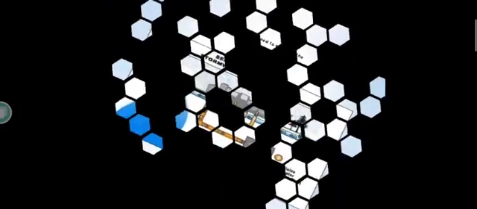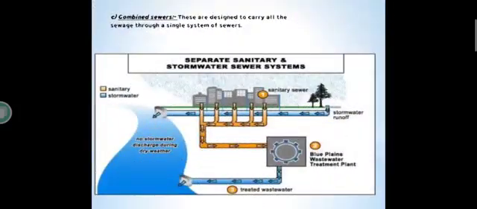Next is combined sewers. These are designed to carry all the sewage through a single system of sewers. It contains both sanitary, stormwater and other sewers. As you can see in the diagram, the yellow one is sanitary sewers and the blue one is stormwater sewers.